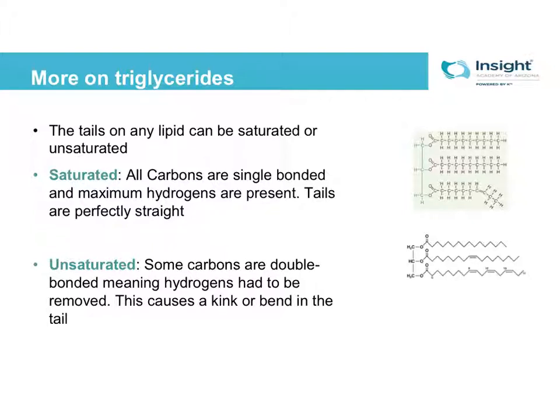All right, so those tails can be what we call saturated, where every single carbon is single bonded, like these. All right, meaning they have the maximum amount of hydrogens in there, so they are saturated with hydrogen. All right, and those tails will end up being perfectly straight. Unsaturated fats, on the other hand, have some hydrogens removed and replaced with a double bond. All right, and the presence of that double bond, which is visualized really well right here, is going to form a kink in the molecule, or a bend. All right, so this is definitely something important to know for the quiz.